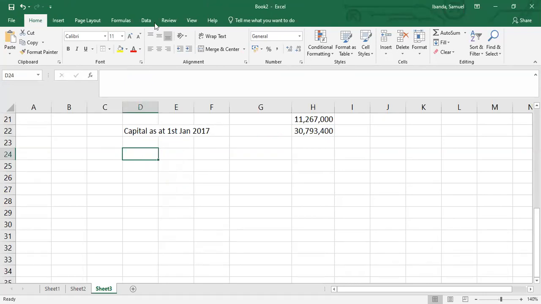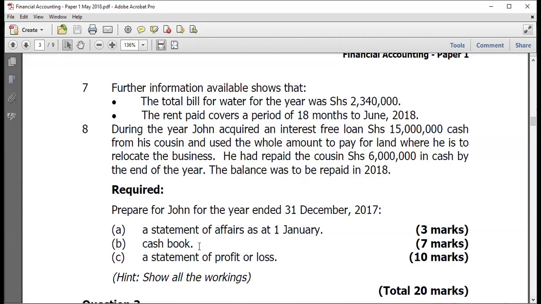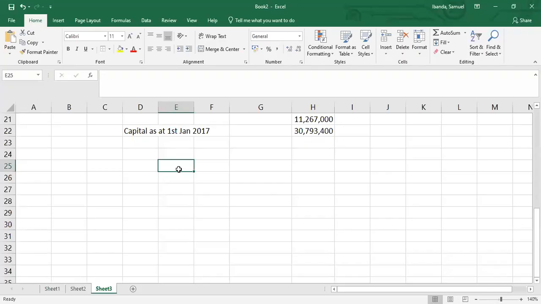So we move to the next part of the question. The next part of the question is telling us to draw up our cash book. So basically, John's cash book. A lot of writing, but few marks.